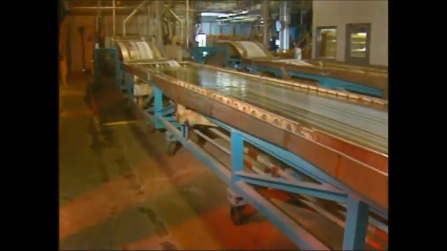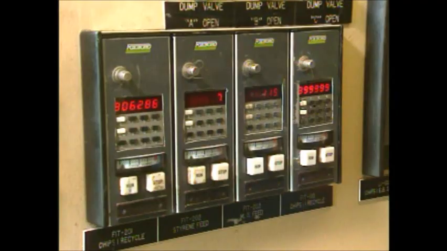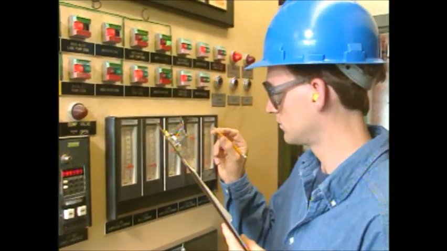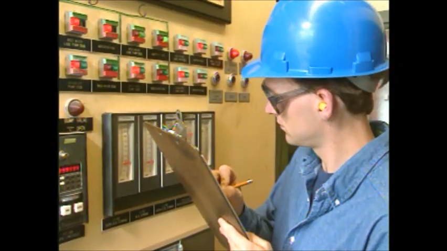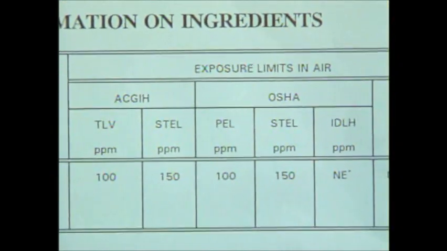The first part of Section 8 describes engineering controls, such as ventilation. Part of controlling potential risks involves keeping exposures at a safe level. For this reason, the exposure levels described earlier in Section 2 will often be listed here as well.